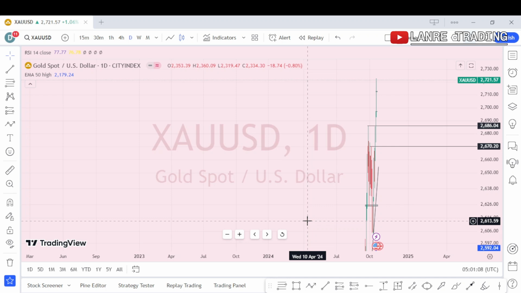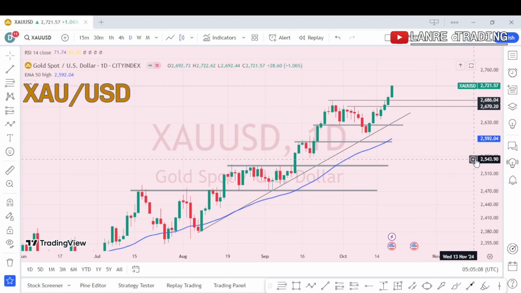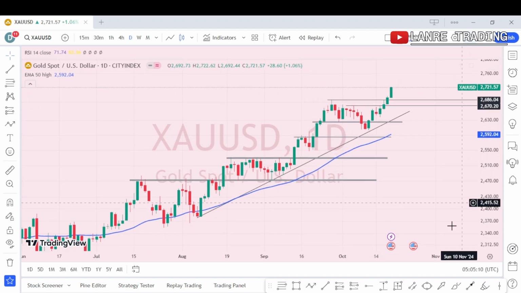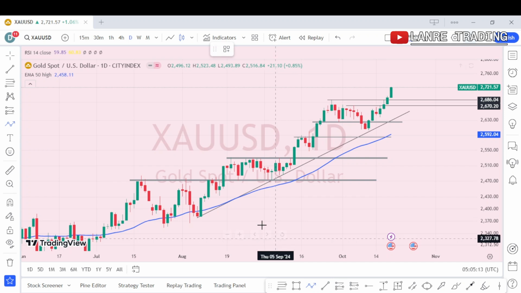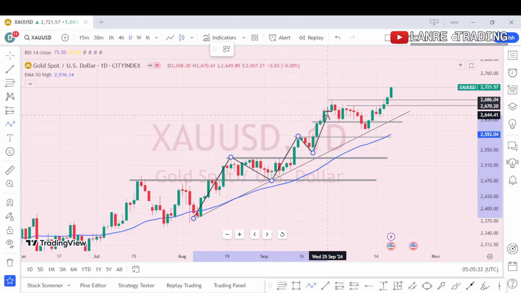So I will start with Gold Spot USD. For Gold Spot USD, I'm on the daily time frame. And as you can see on the daily time frame, we are on a bullish trend. And when we are on a bullish trend, we expect price to create a series of higher highs and higher lows.